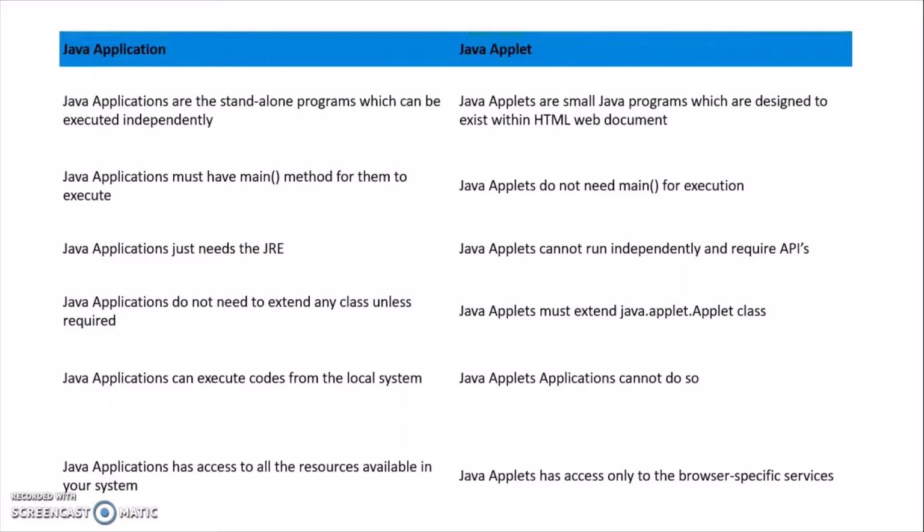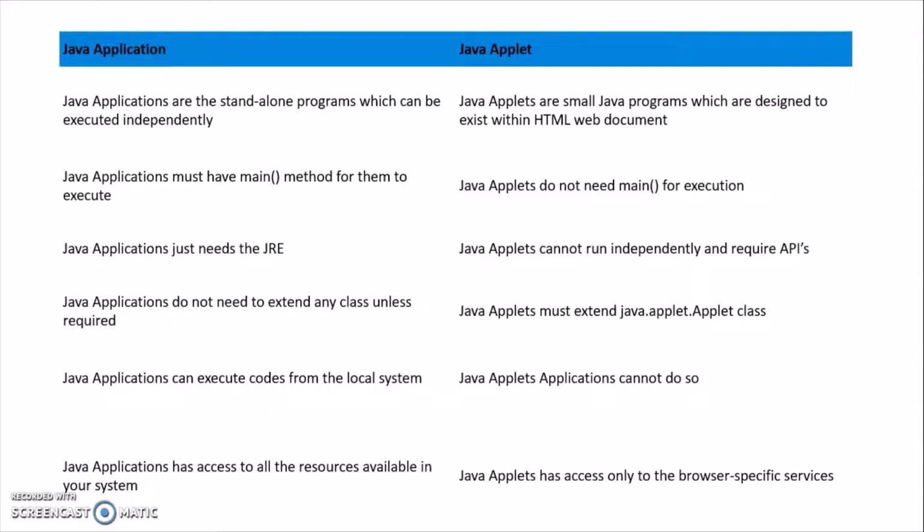So let's see the main difference between a Java application and a Java applet. Java applications are standalone programs which can be executed independently, but applets are small Java programs designed to exist within the HTML document. So they cannot be executed independently. They always depend on the browser, and they need an extra plugin, the Applet Viewer, for the execution of an applet.